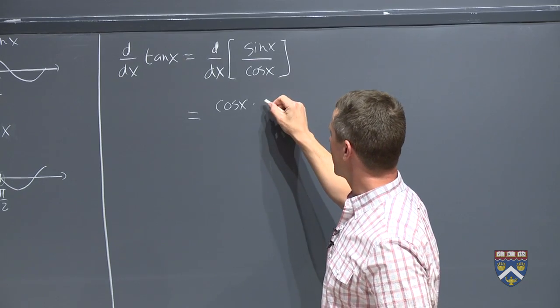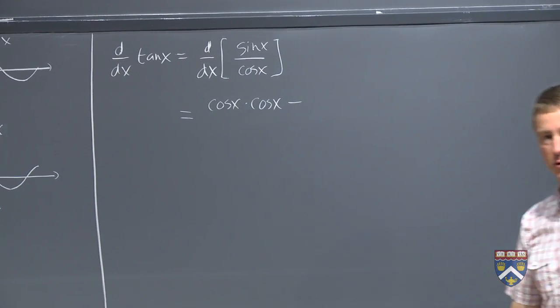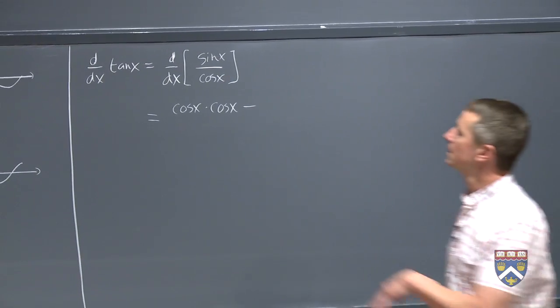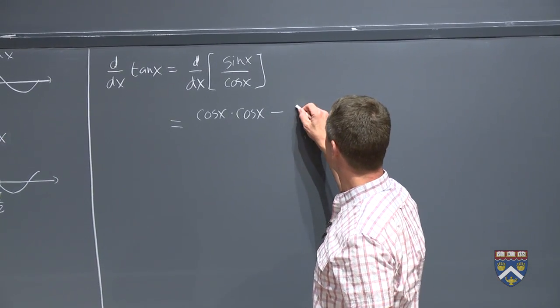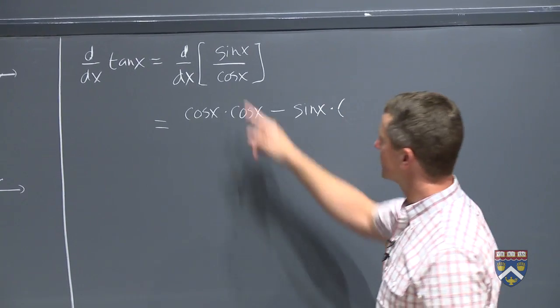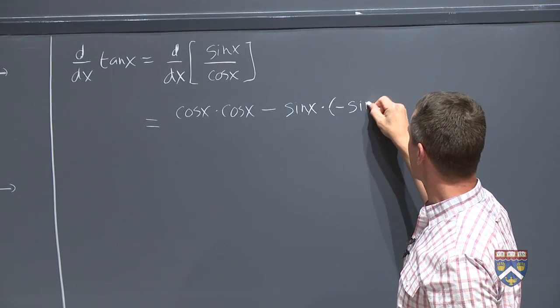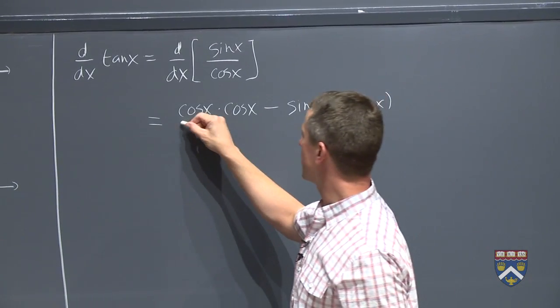And then we're supposed to multiply that by the bottom. And then remember the quotient rule, we have to subtract. That's why the order matters. Now we leave the top alone, sine, and we multiply that by the derivative of the bottom. The derivative of cosine of x, we just figured out over there, almost for free, was negative sine of x, all over the bottom squared.